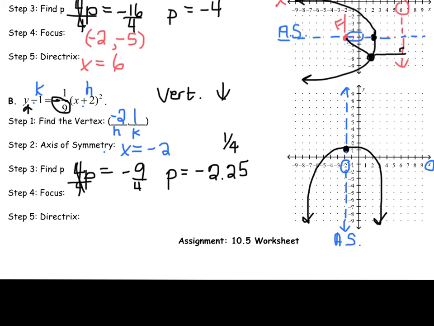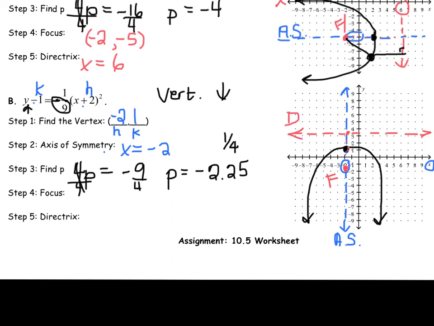From the vertex, I'm going to go down 2 1/4 units. So I'm going to go down 1, 2, and then a tiny bit more right there. That red dot will be the focus. From the vertex, I'm going to go up 2, 1, 2 1/4, so just a hair more, and that will be the directrix. So I have labeled the focus with an F. I'll label the directrix with a D.